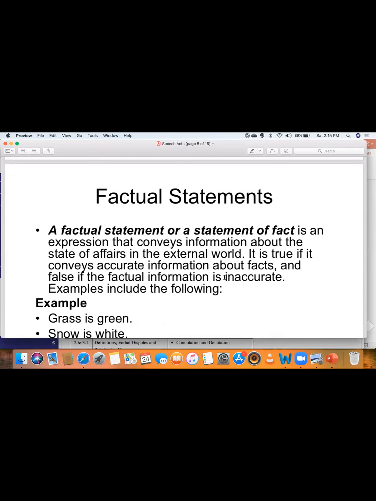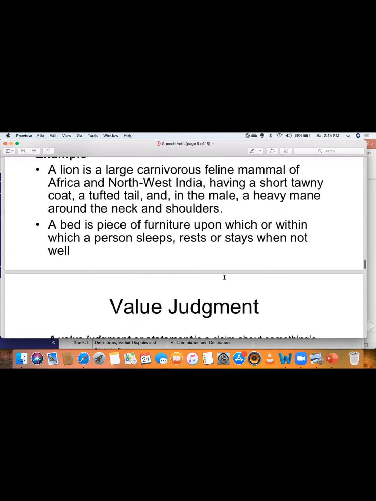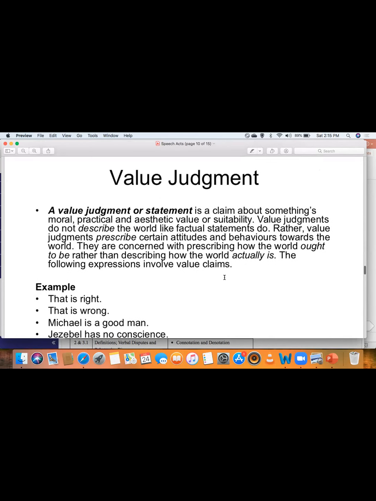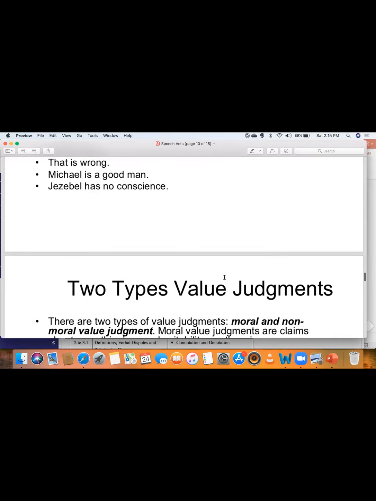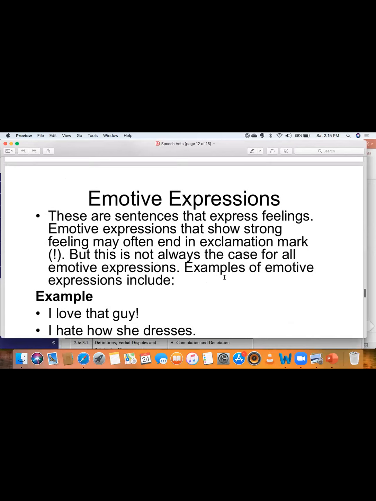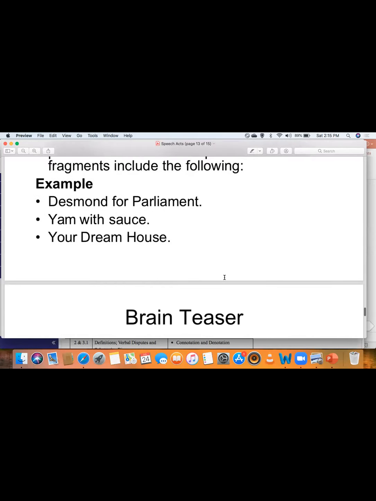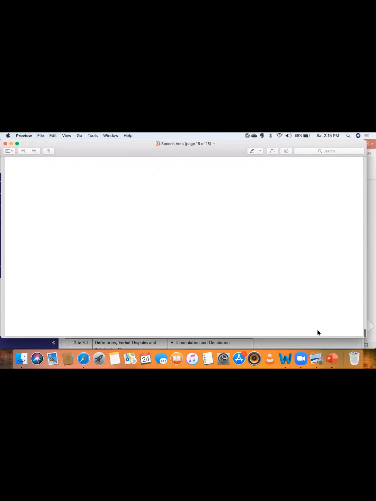For factual statements, we said they are statements about the external world. Definitions are sentences spoken to convey information about the meaning of something. Value judgments are sentences showing what people think about something's value, and we have 2 types of value judgments: the moral and non-moral. Then we have emotive expressions and sentence fragments. And that was what we did for that first class.